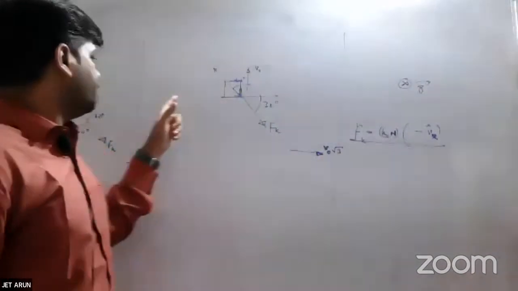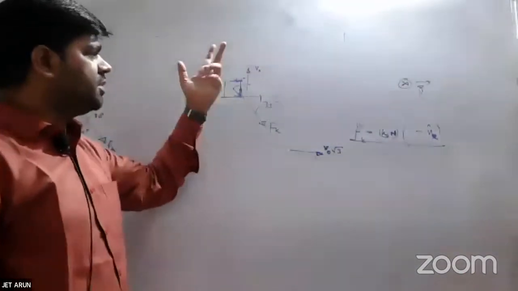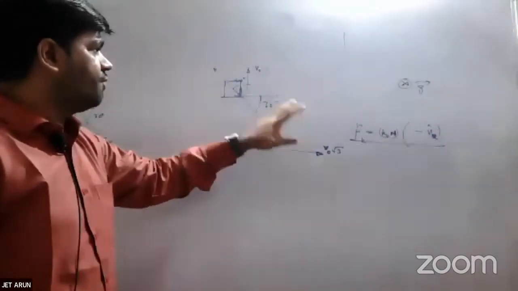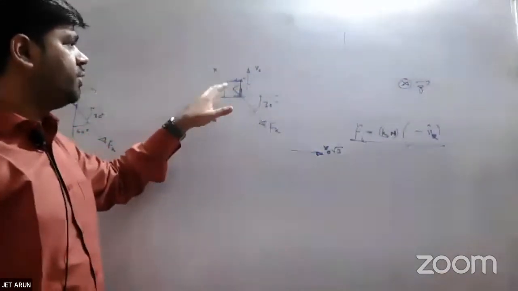Now look, this is V naught root 3. The relative velocity has changed. Before, it was V naught, so V naught root 2 was the resultant. Now V2 V naught is the resultant.